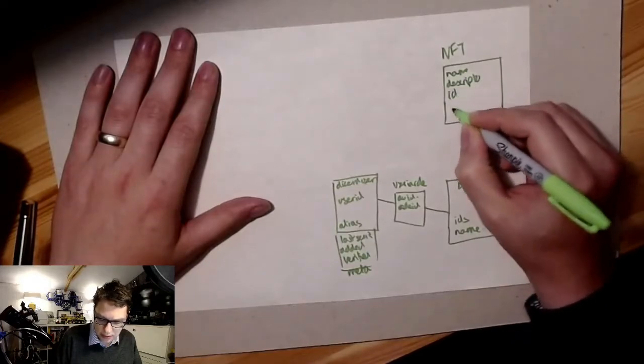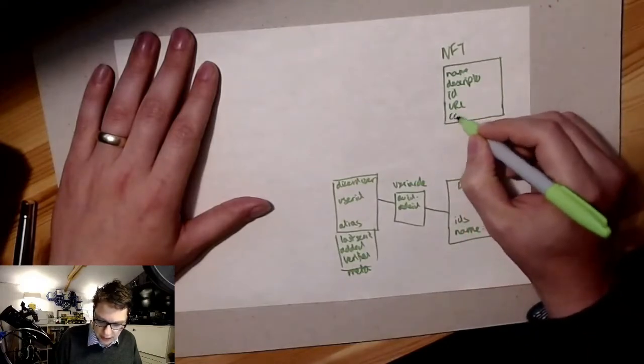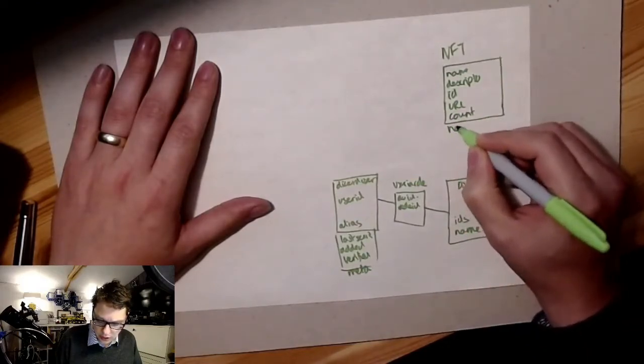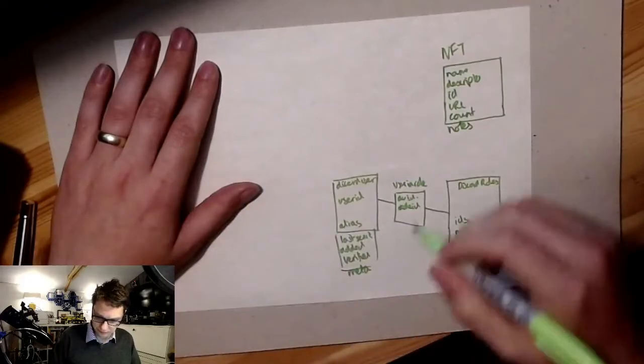an ID, probably a URL, because I'm going to just link to them on OpenSea or something, probably a count, and probably a notes. A notes field is going to be for my private file. I can stick information in there, or for supporters, people running the system for me.